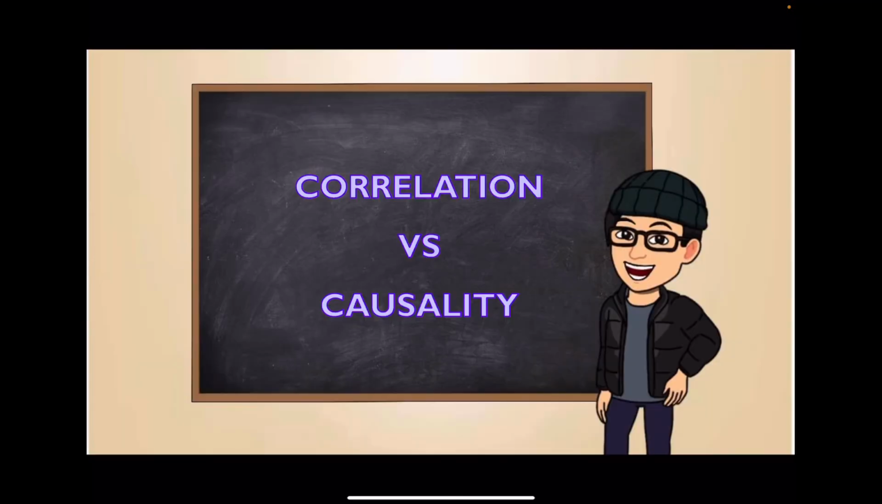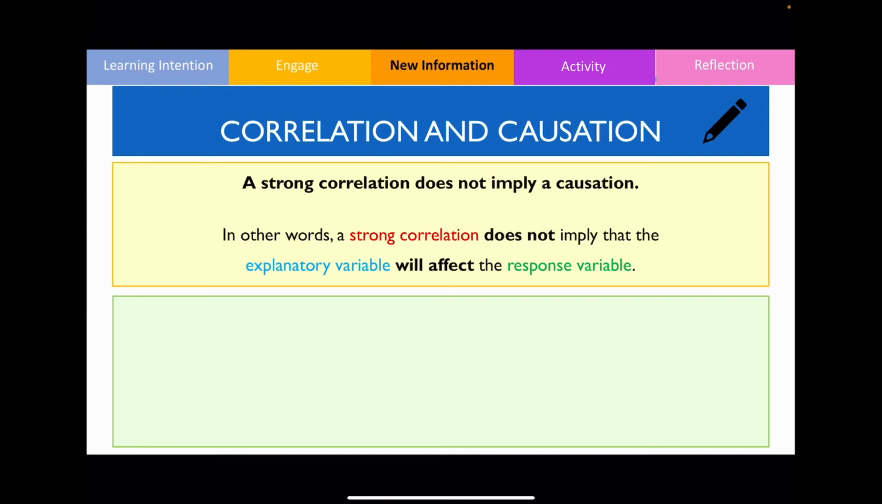The last thing that I'd like to talk about in this video is correlation versus causation, or causality. The takeaway message that I want you to understand is that a strong correlation does not imply that there's a causation. In other words, a strong correlation does not imply that the explanatory variable will have an effect on the response variable. Let me use an example to demonstrate what I mean by this.